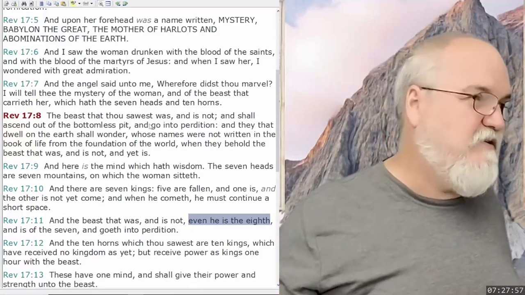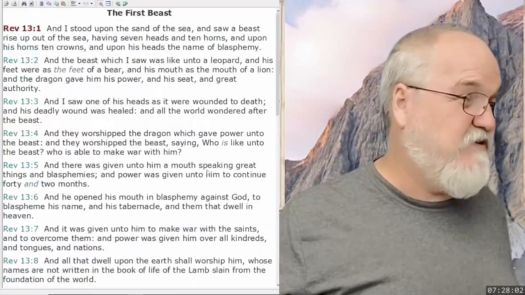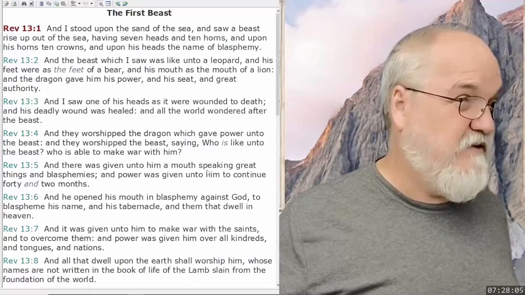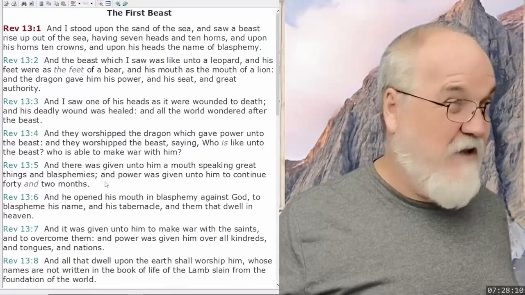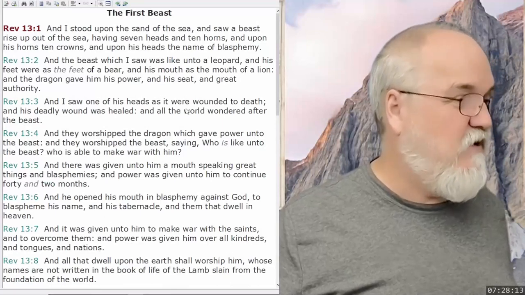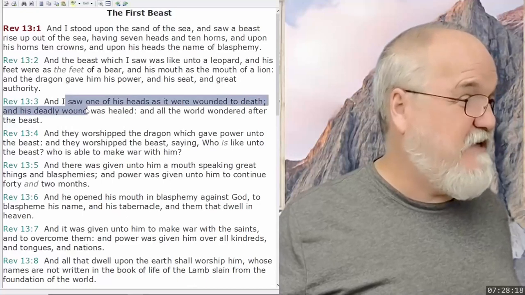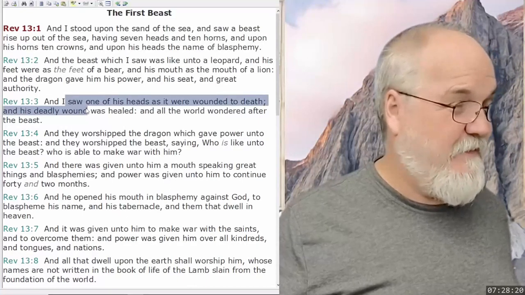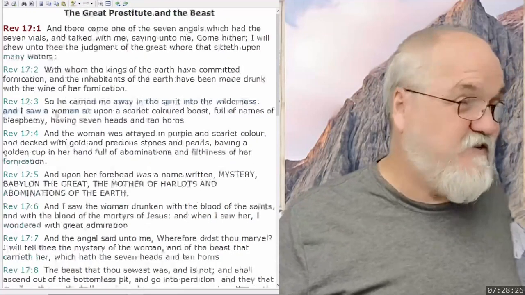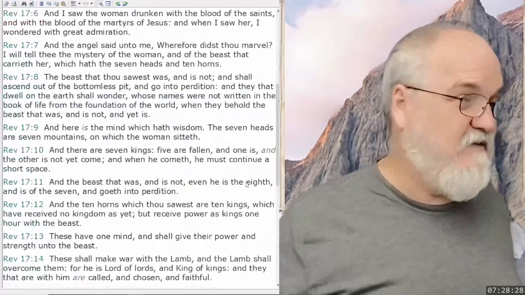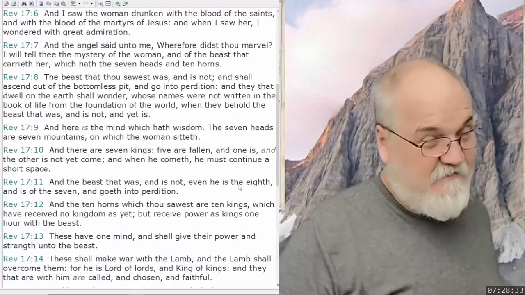So of course we go back to a beast that received a deadly wound. The beast that received a deadly wound is this first beast, and one of its heads was, as it were, wounded unto death. So the one that was wounded unto death is the papal head. So this is what we understand. We understand then that the eighth is the head that was wounded unto death, the papal head. That's how we look at it.